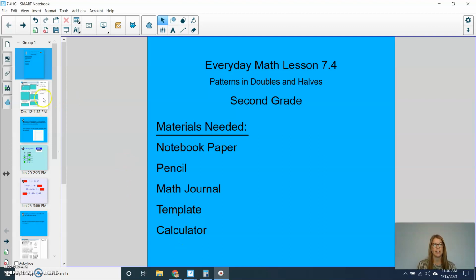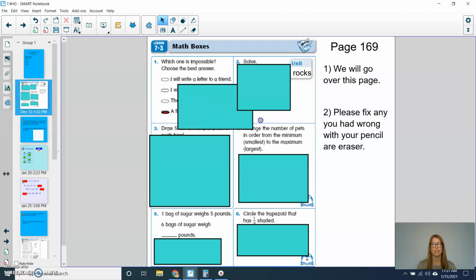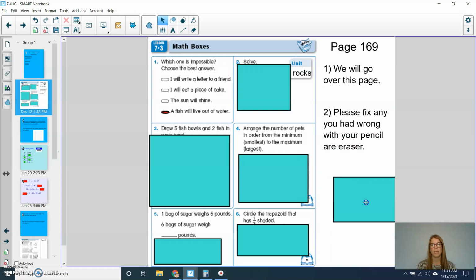Let's get started. The first thing that we're going to do is go over our math boxes from the previous lesson. So if you can open up your math journal to page 169. If you're noticing that you have any mistakes, please fix those with your pencil and eraser. For question number 1, which one is impossible? Choose the best answer. You should have picked a fish will live out of water.